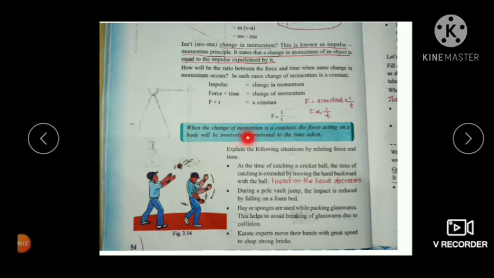So whenever this change of momentum is kept constant, the force acting on the body will be inversely proportional to the time taken. So F is inversely proportional to T, or F is directly proportional to 1 by T.